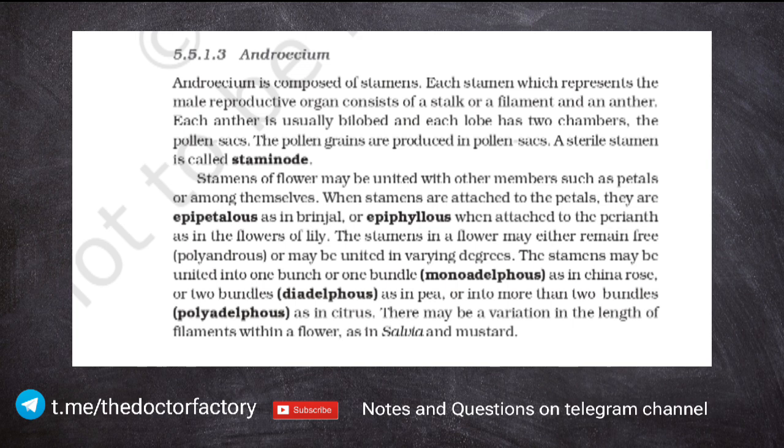Stamens of a flower may be united with other members such as petals or among themselves. When stamens are attached to the petals, they are epipetalous as in brinjal, or epiphyllous when attached to the perianth as in the flowers of lily. The stamens in a flower may either remain free or may be united in varying degrees. The stamens may be united into one bunch or one bundle as in China rose, or 2 bundles as in pea, or into more than 2 bundles as in citrus. There may be a variation in the length of filaments within a flower as in salvia and mustard.